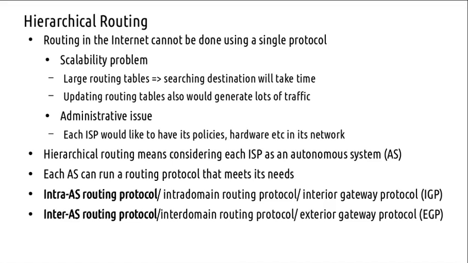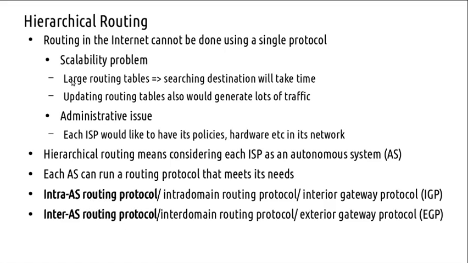We have intra-autonomous system routing protocols and inter-autonomous system routing protocols. The other terms used are interior gateway and exterior gateway routing protocols. Intra means within an autonomous system, and inter means between autonomous systems. For inter, the example is Border Gateway Protocol, BGP, and here, RIP and Open Shortest Path First. So we will start with RIP.